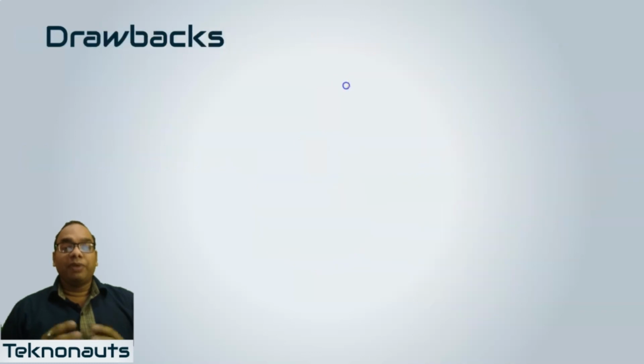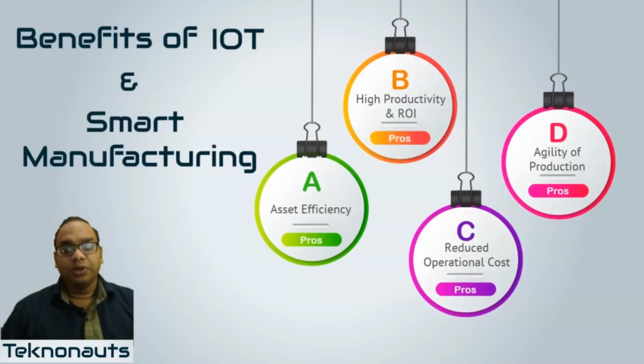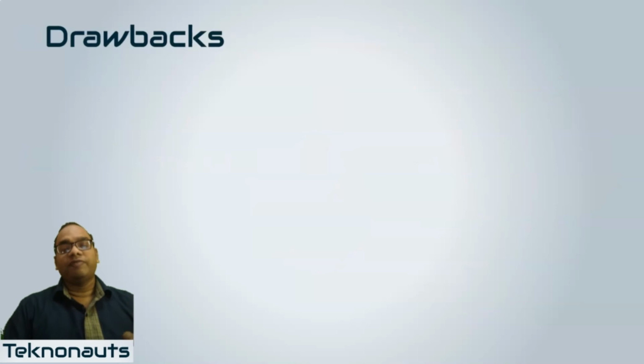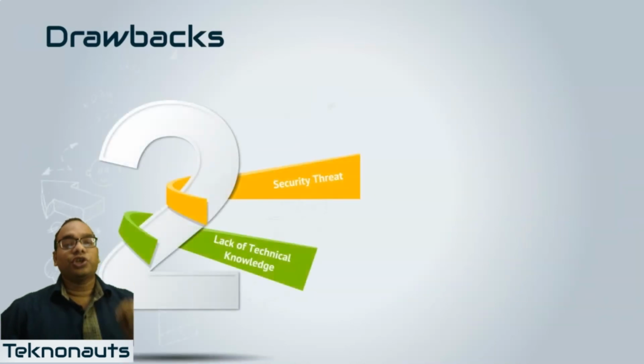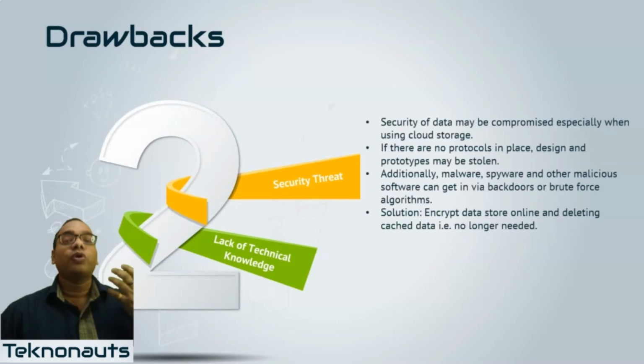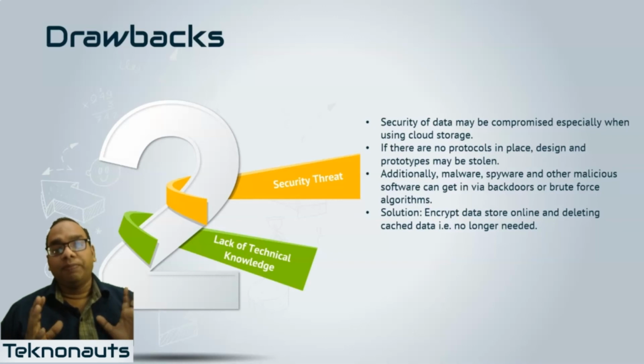With every benefit, you have some drawbacks also. With Industry 4.0, we have majorly two drawbacks. One is the security threat. Second is lack of technical knowledge. Let's understand what the security threat is. Since you are using more and more cloud storage, your data might be compromised as it is available in the cloud. It's not present on-premise. And if there are no strong protocols in place, your prototypes and designs might be stolen. Additionally, malware and spyware can enter your software and hamper your algorithms and everything.